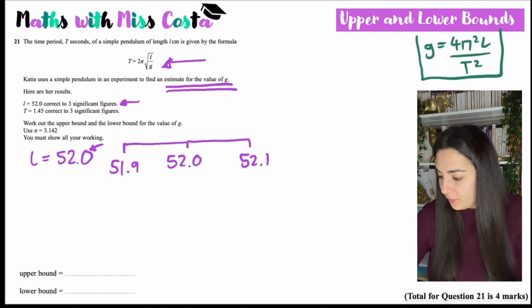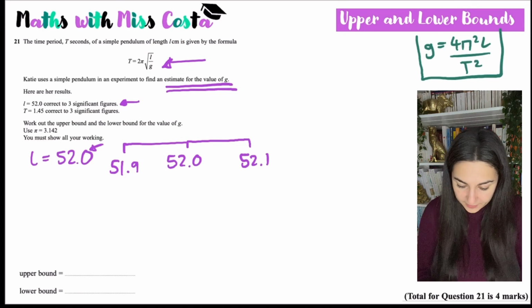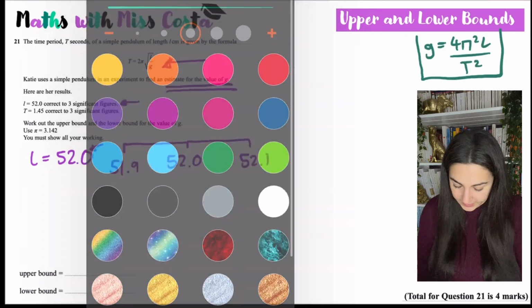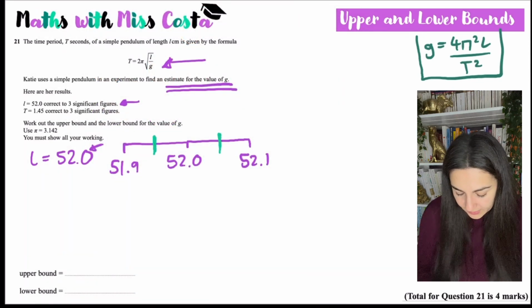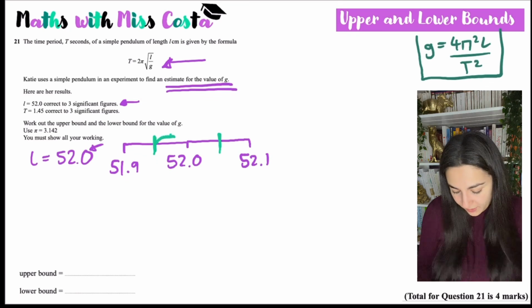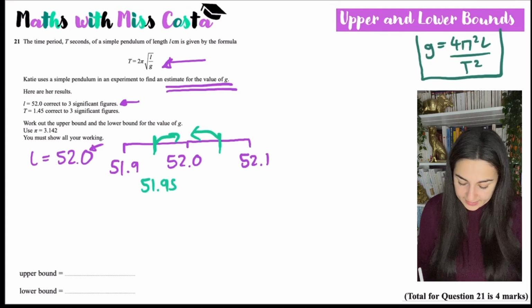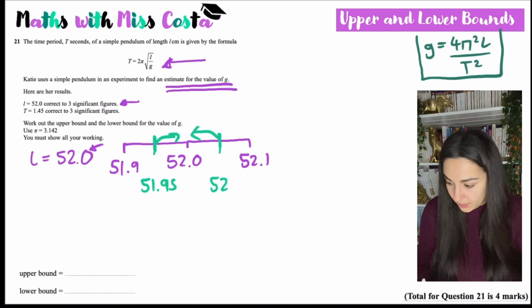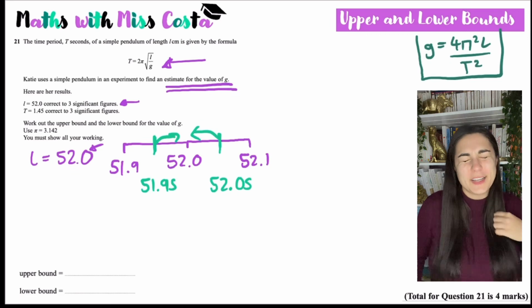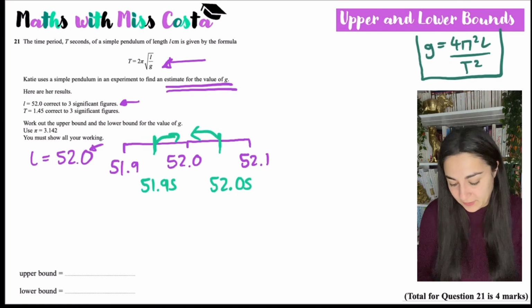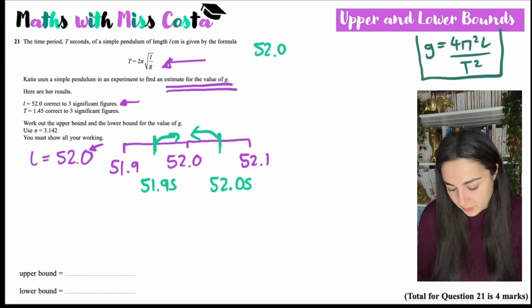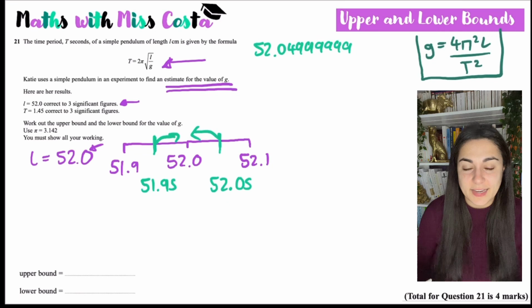So therefore, what I want to do to find the upper bound and the lower bound is find the midway point of both of these. So the midway point is the point at which it rounds up to 52.0 and at which it would round down to 52.0. So that would be 51.95, and here it would be 52.05. Now there's a lot of contention around this, so technically it would be 52.049999 recurring, but generally we accept that it's going to take a long time to deal with that.